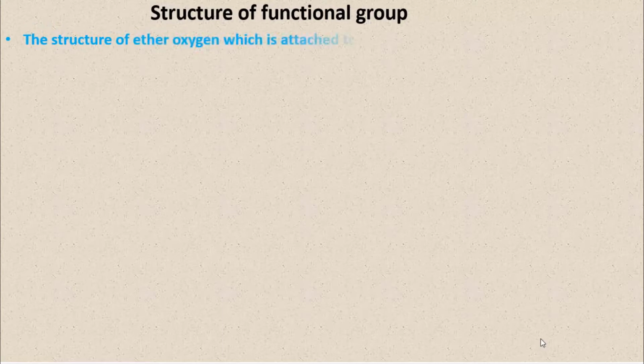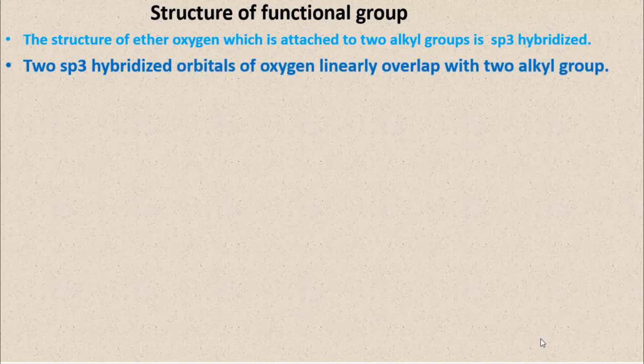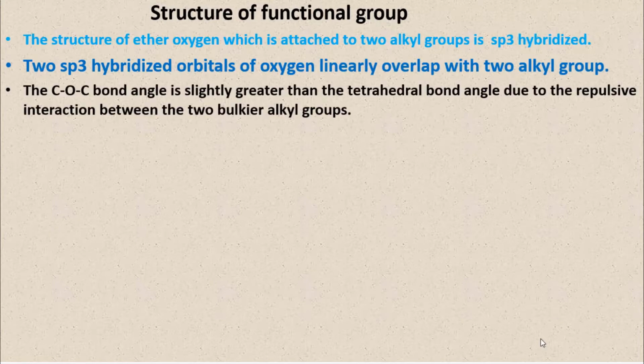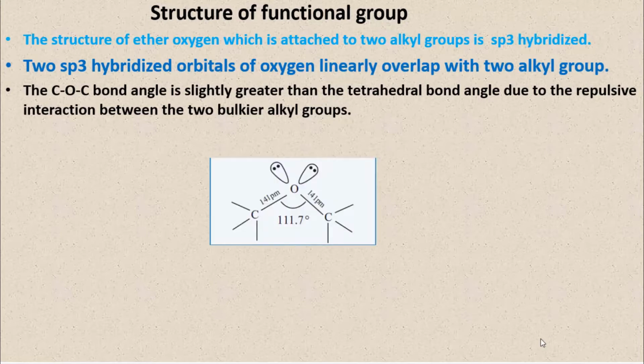Next is the structure of the functional group. In the structure of ether, the oxygen attached to the alkyl groups is sp3 hybridized. Hybridization is the intermixing of atomic orbitals. That means one s orbital and three p orbitals combine to form four sp3 hybridized orbitals. Two sp3 hybridized orbitals of oxygen overlap with two alkyl groups. The C-O-C bond angle is slightly greater than the tetrahedral bond angle due to the repulsive interaction between the two bulkier alkyl or aryl groups. So the C-O-C bond angle is 111.7 degrees.